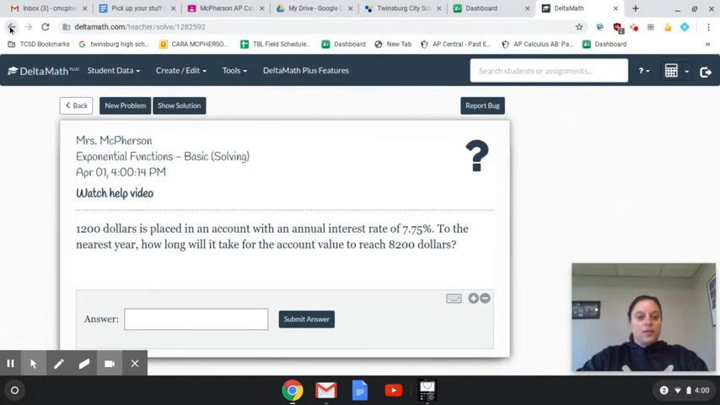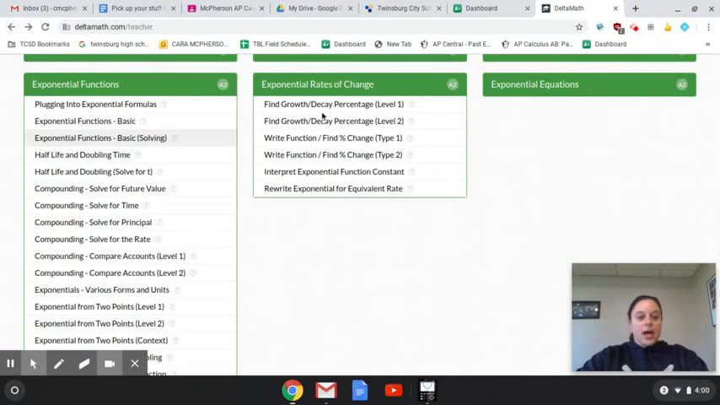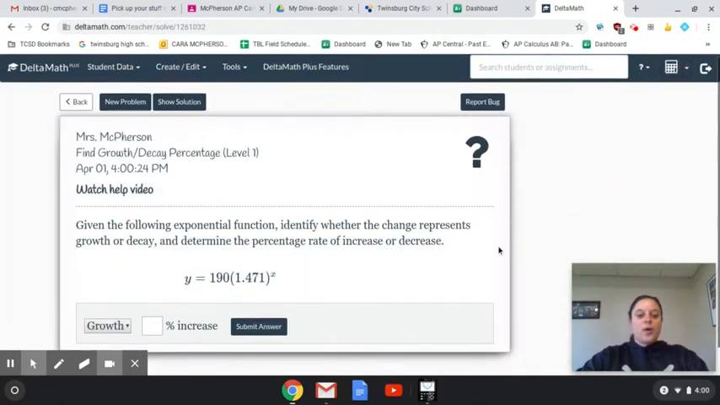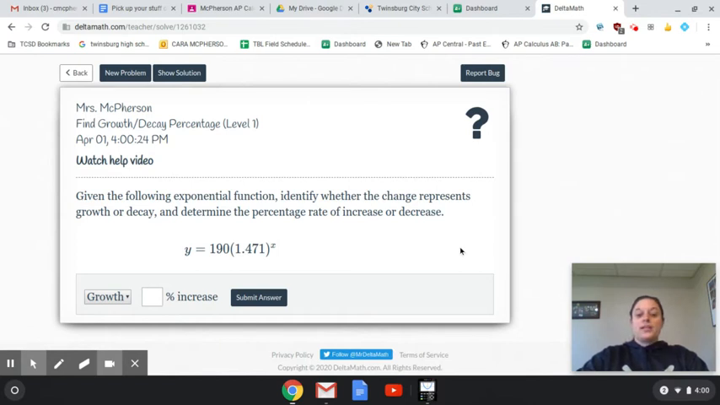The other thing I'm going to have you do, I don't think it's this one. No, I don't want that one. Find the other one. I liked this type of question. So this type of question, you have to identify, is it growing or is it decaying? And how much is it growing or decaying?